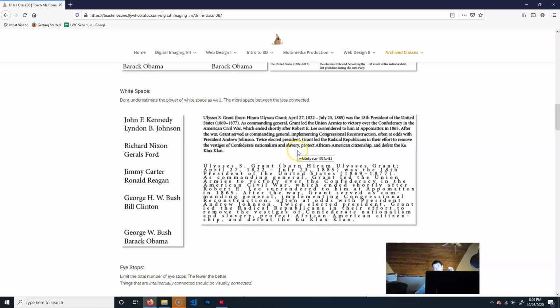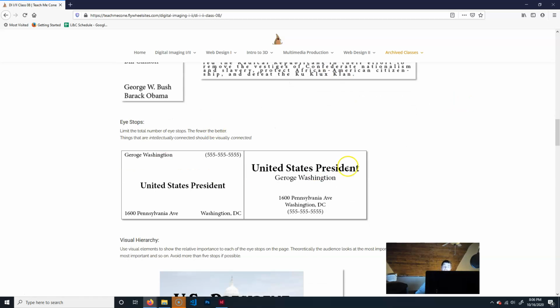You do not want to jam a million things into your design. That's a really common thing. I used to do it too, where you try to fill all the corners and the whole thing like you need to. Don't do that. It's okay to leave it open. And right here's actually a good example. So, eye stops. You want to limit the number of eye stops, okay?